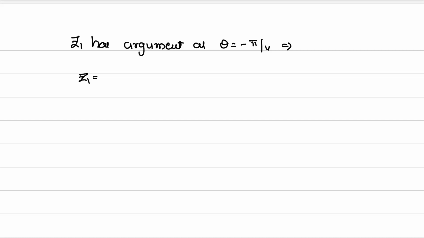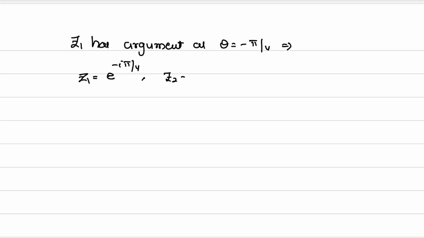Now, how is Z1 defined? Z1 has argument theta equal to minus pi by 4. We have visually already seen on the unit circle where Z1 is, which implies Z1 is equal to e to the power of minus I pi by 4, because theta is minus pi by 4.